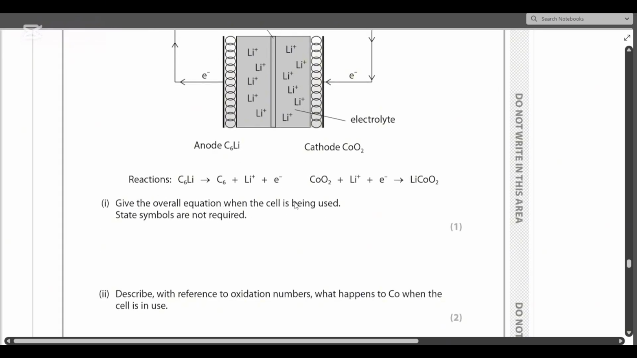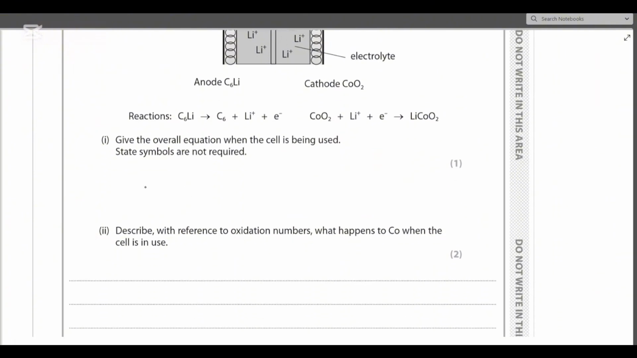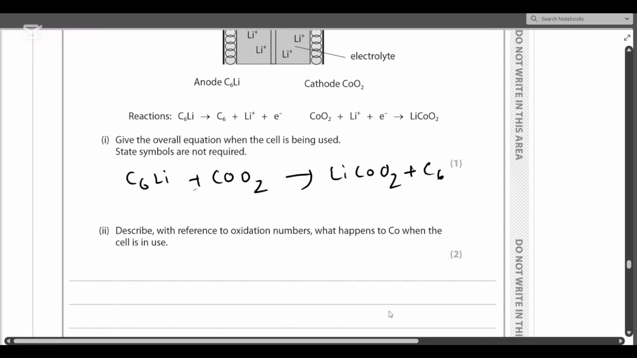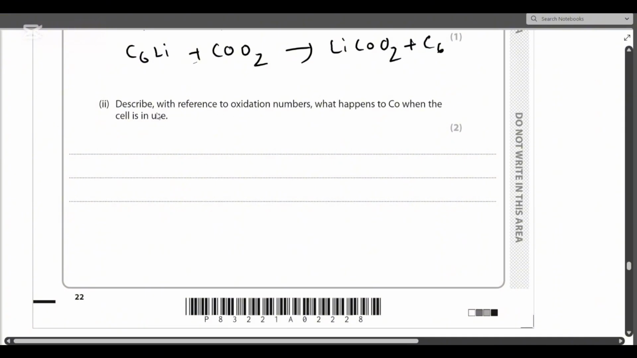Give the overall equation when the cell is being used. Now, if you cancel the electrons from the half ionic equations, the species that are left are C6Li plus cobalt oxide, giving us LiCoO2 plus C6. Now that is balanced, so we don't have to talk about that, and they never told you to give the state symbols as well.